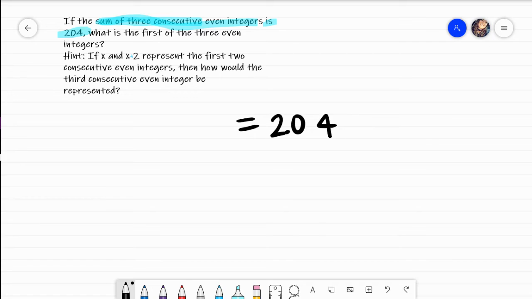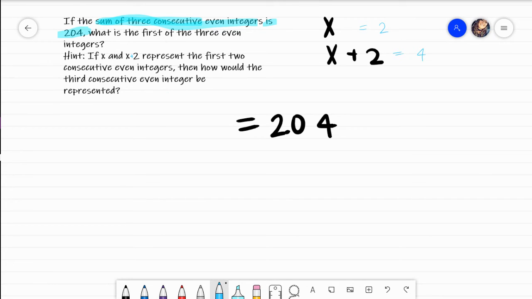What it means by x and x plus 2 represent the first two is it's saying if I have an even integer and I add 2 to it, these would be the first two. And this is just an example. Say what I start with is my x equaling 2. That's even, right? Now, say I use that fact, I would have 2 plus 2, that's 4. That's the next even integer.